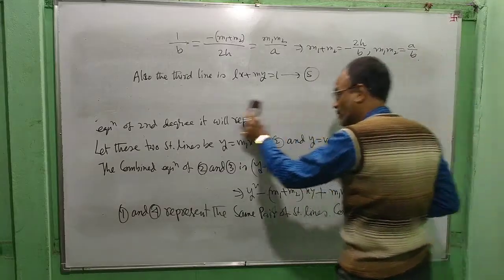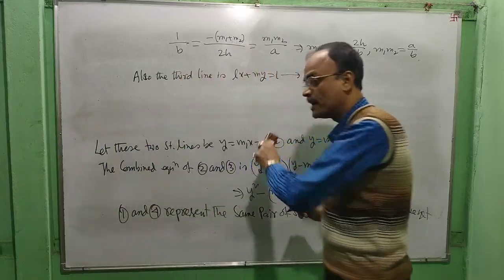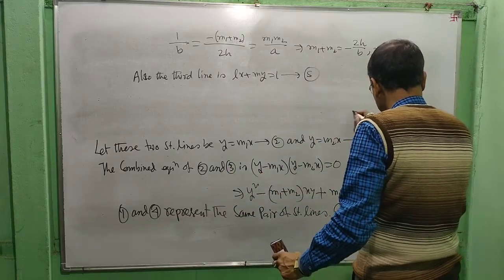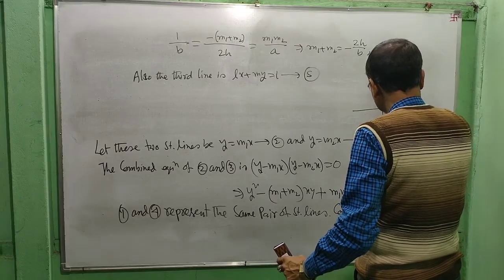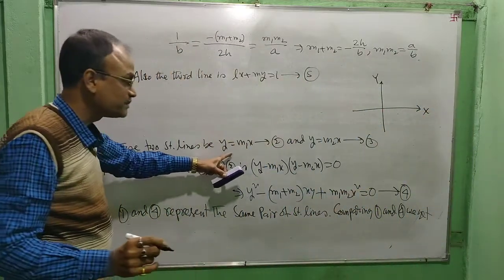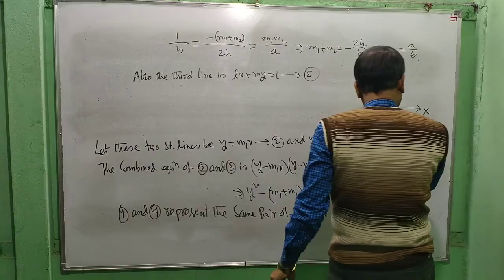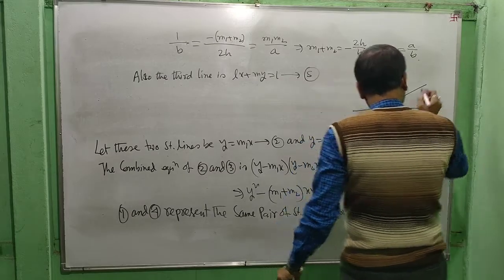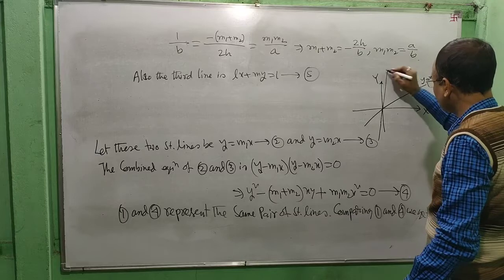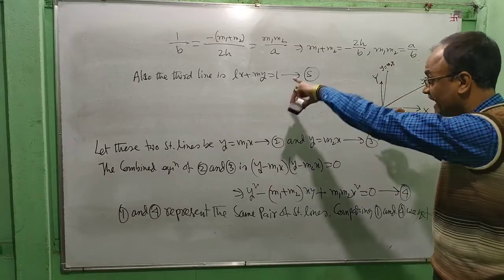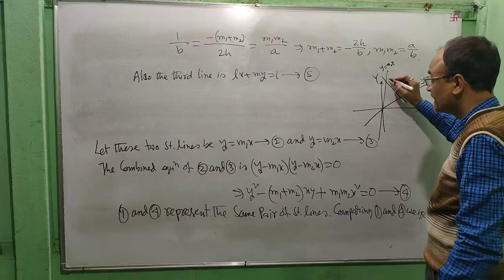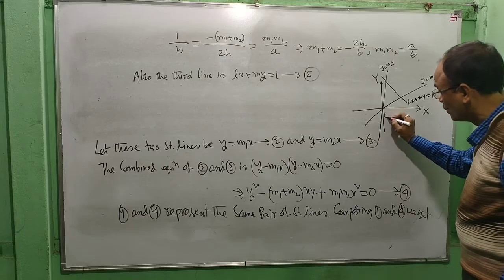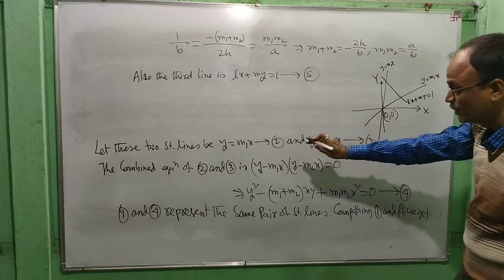Now what is our aim? We are going to find the area of the triangle. Suppose this is x-axis, this is y-axis. Suppose that two straight lines passing through the origin, 2 and 3, are like this. One is y is equal to m1x, another is y is equal to m2x. And the third line is suppose this one, lx plus my equal to 1. We know that the point of intersection between 2 and 3 is 0, 0.